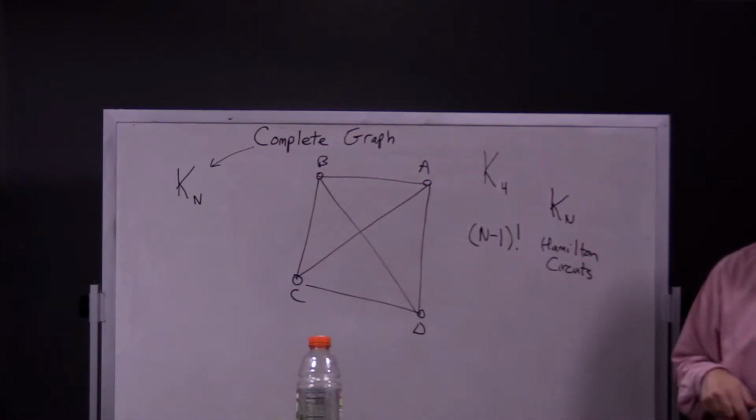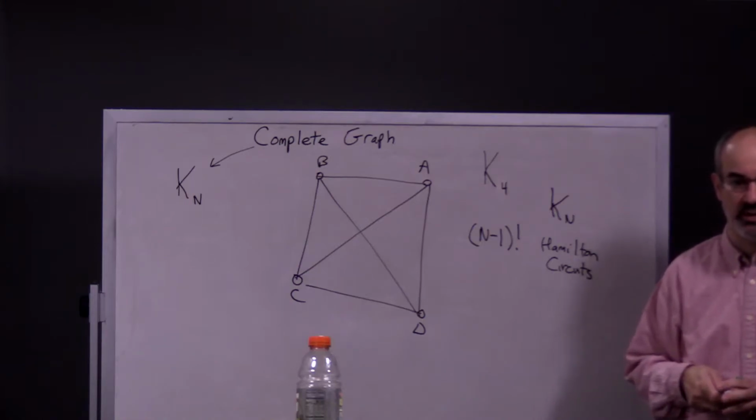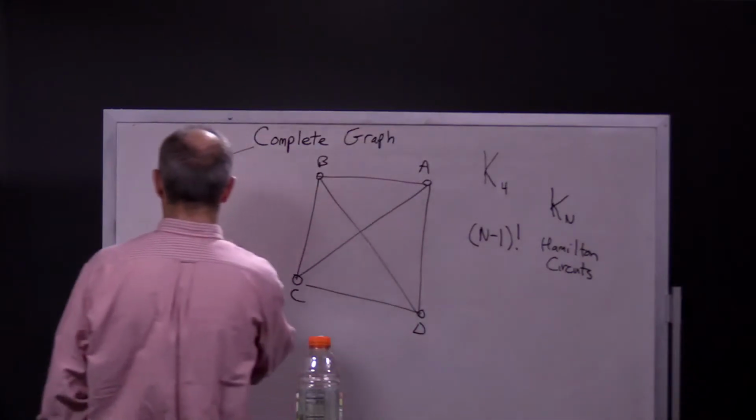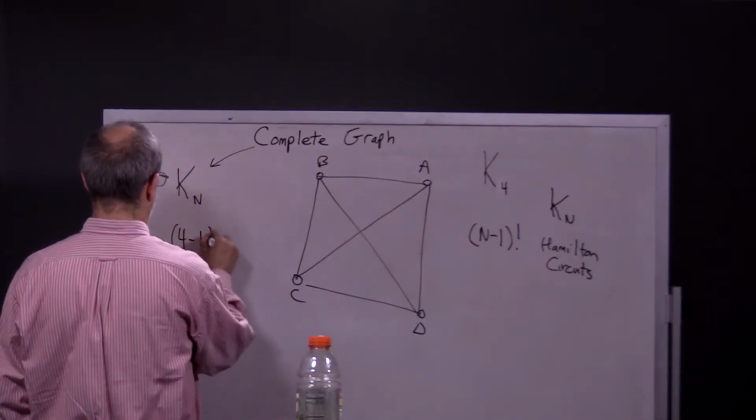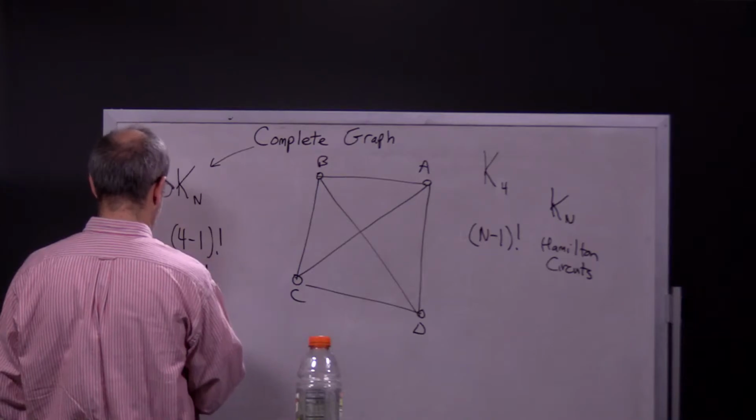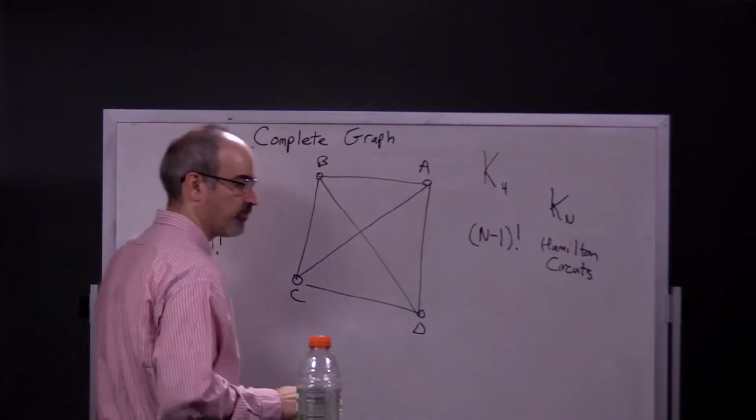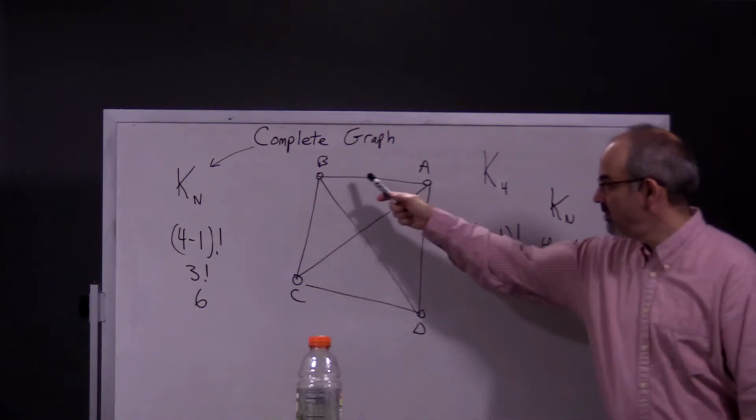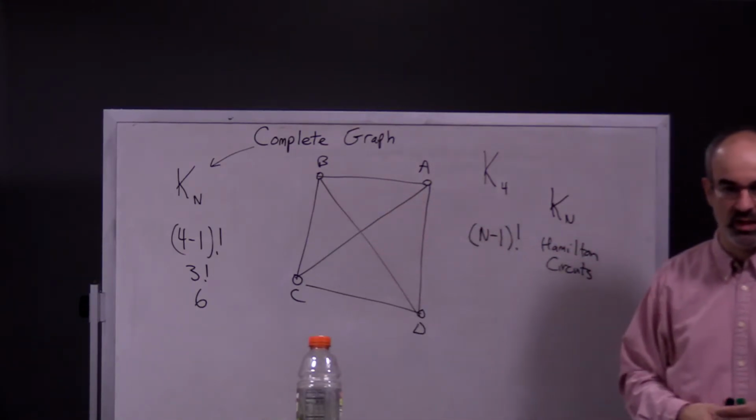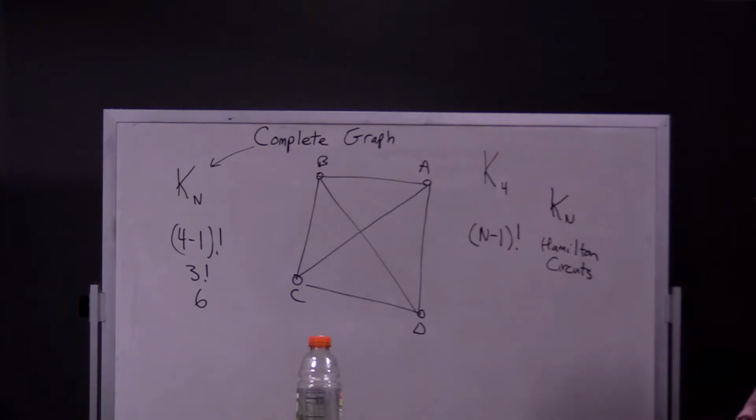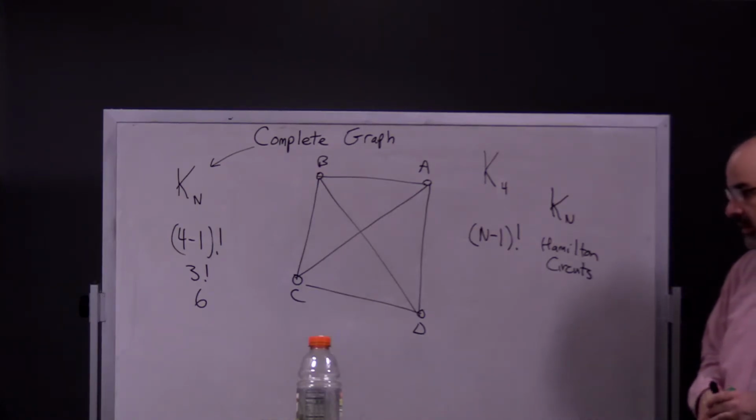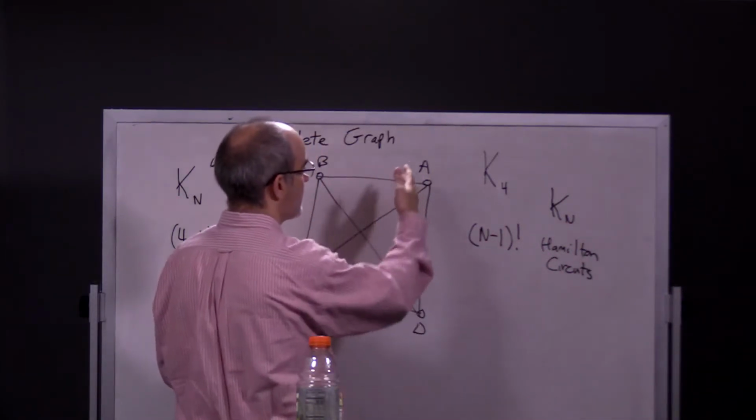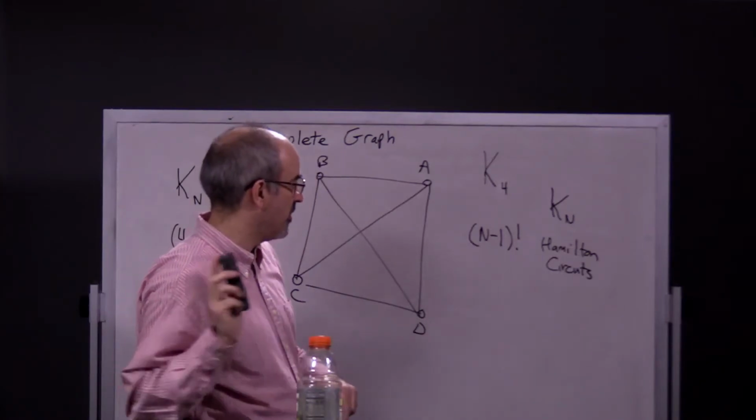Okay, so K4, well, for Kn there are n minus 1 factorial Hamilton circuits. So for K4 that would mean that there are 3 factorial, which is 6. There's 6 different ways you could make a Hamilton circuit with this graph. And I think I'm going to write them down right now. So let's say we're starting at A is where our headquarters are.